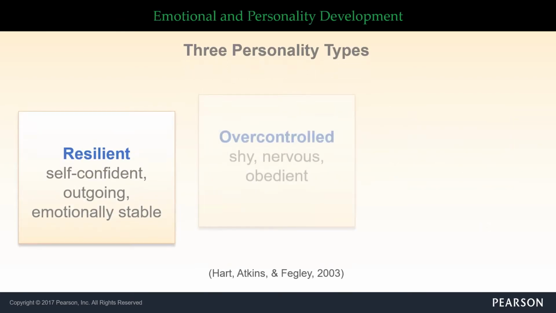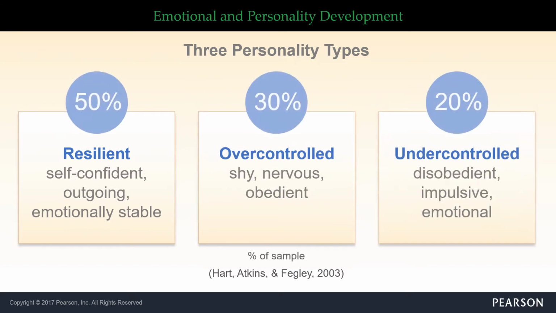So then in early childhood, the temperament categories change in how they're expressed because of that effortful control component. And there are 3 personality types. The first one, which has the highest percentage, is the previous easy temperament category. And the name has now changed to resilient. And these individuals are confident, they're outgoing, and they're emotionally stable.